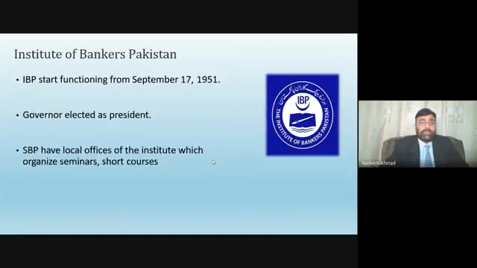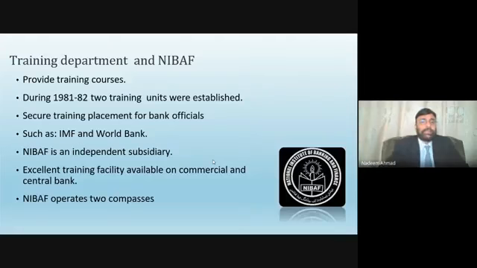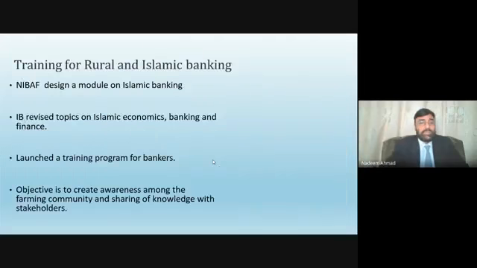Institute of Bankers Pakistan, IBP, started functioning from September 17, 1951. Remember this, this is for you. The governor is elected as president, and SBP has local offices of the institute which organize seminars, short courses, etc., training and so on. And then these are the things.